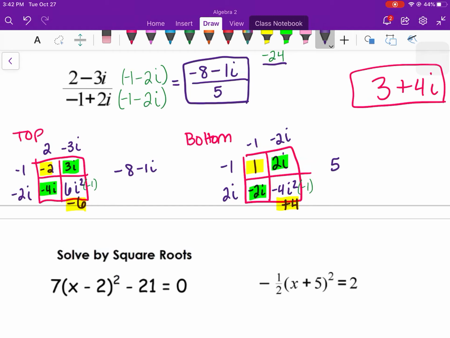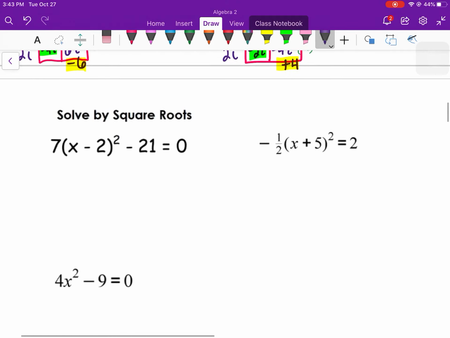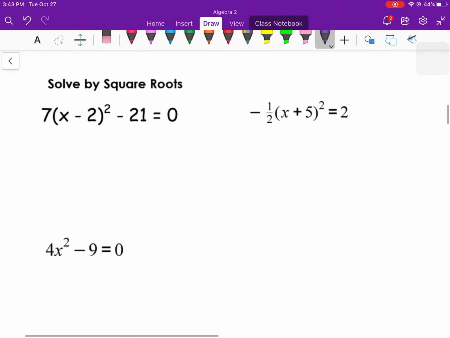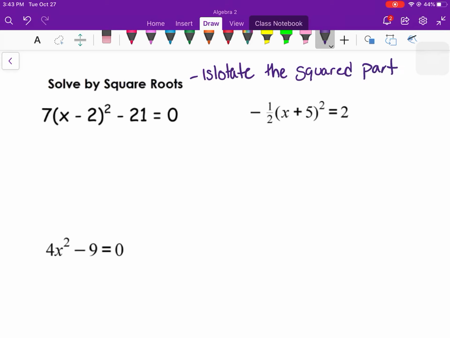So complex numbers. The reason we did complex numbers was because when we solve quadratic functions, sometimes we get imaginary solutions. And so that's why we spent some time learning about complex numbers. So the next section we started was solving by square roots. So to solve by square roots, you need to isolate the part that is being squared, and then square root each side and finish solving.